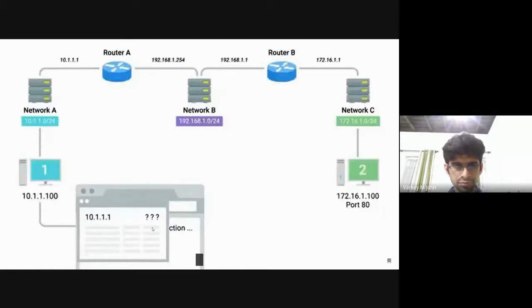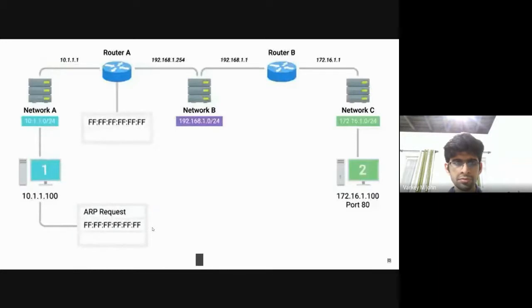Uh-oh. It's okay. Computer 1 crafts an ARP request for an IP address of 10.1.1.1, which it sends to the hardware broadcast address of all Fs. This ARP discovery request is sent to every node on the local network. When router A receives this ARP message, it sees that it's the computer currently assigned the IP address of 10.1.1.1. So it responds to computer 1 to let it know about its own MAC address of 001122334455.